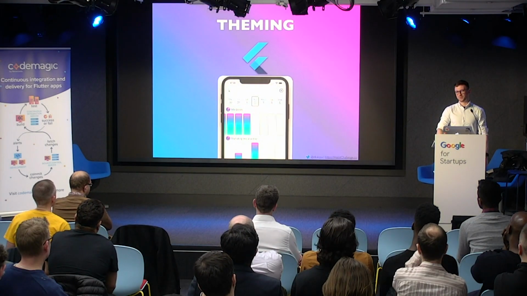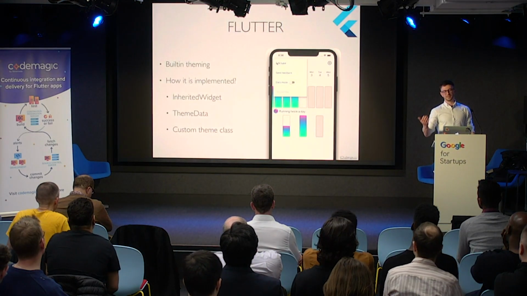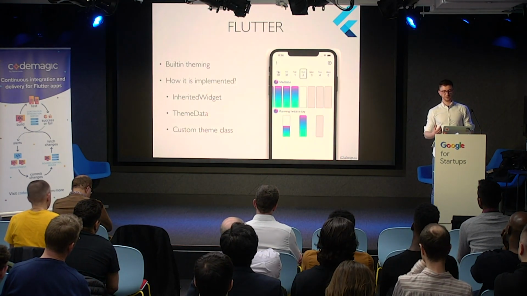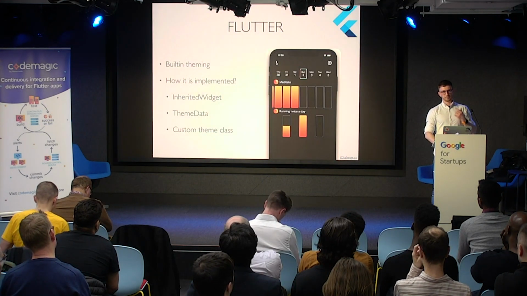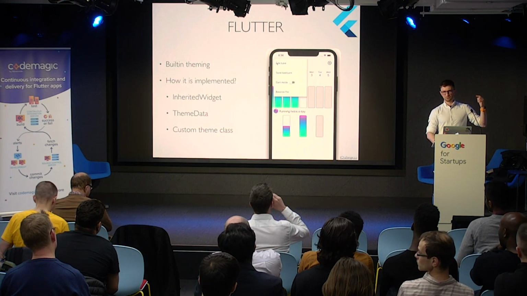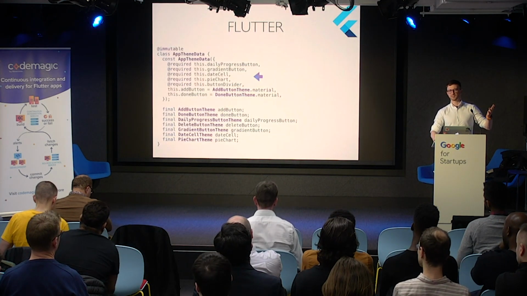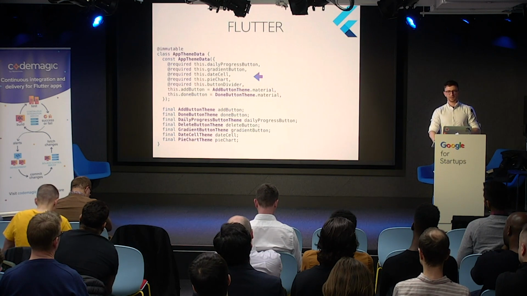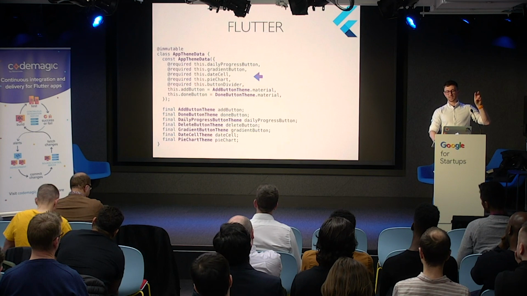So you all know probably what this is on the Flutter side. Theming is built in. How I implemented that? I have an integrated widget that provides one class that has all theme data, which is coming from Flutter, and my custom theme class. My custom theme class has all my custom widgets that require some customizations. It gets them as a parameter. It's immutable, and it's a companion class to a main theme.